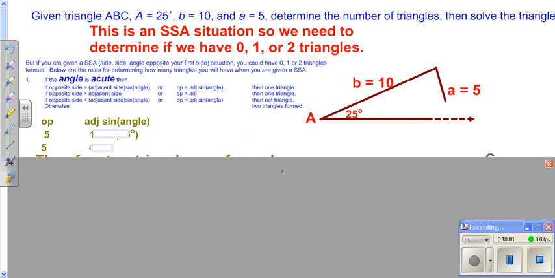So let's go ahead and look at this one here. We have an angle, a side, and a side. If you draw yourself a diagram, here's your angle. You know side A is opposite your angle A. And then we have side B. We know it's just one of the sides that's next to A. Since it's a side angle situation, we've got to consider whether it's 1, 2, or no triangles.